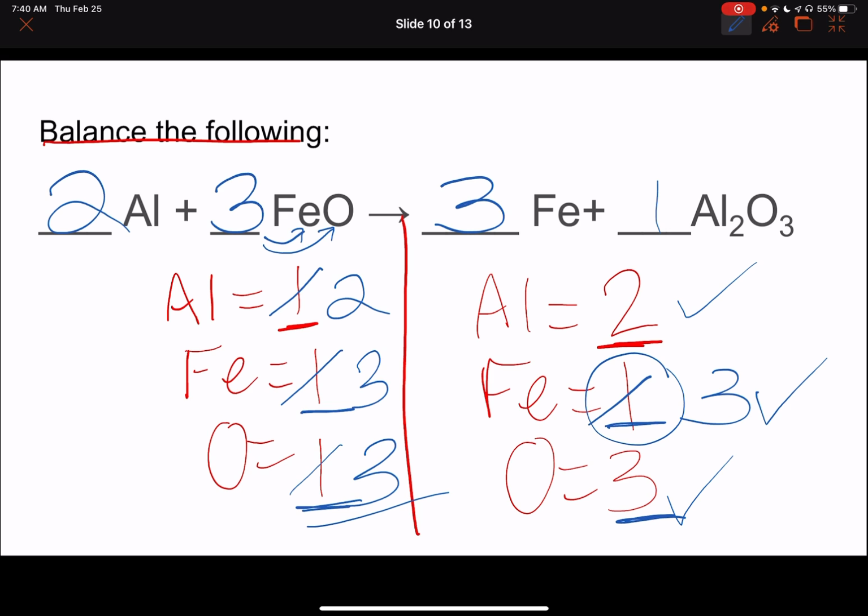Then don't forget to check. We have 6 and 7, 8. We have 6, 7, 8, and we are all balanced for this, aka our reactants are equal to our products.